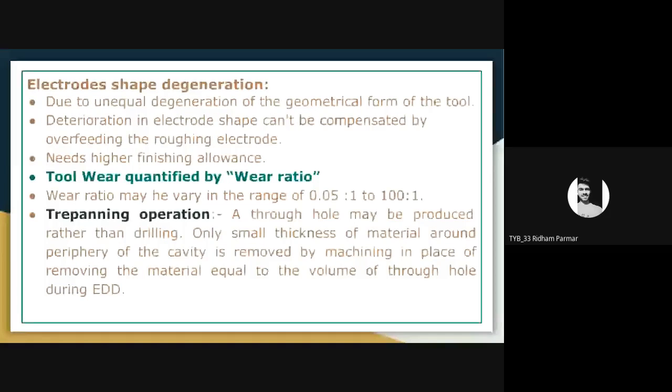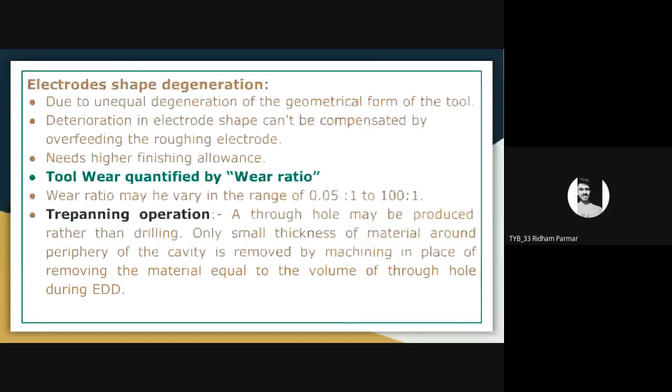Now here, one important point about the electrode is that we need a high finishing allowance. We have to give the high finishing allowance. Normally, whatever the tool wear is there, that is quantified by the wear ratio, and that wear ratio may vary in the range of 0.05 to 1 to 100 to 1.